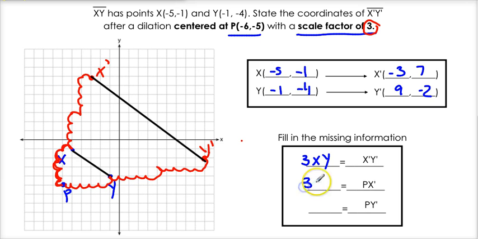We also know that the distance from P to X times 3 will give us PX prime. So 3 times PX gives us PX prime. And then also 3 times PY will give us PY prime. Remember, from P to Y to Y prime is going to be just 3 times as long.